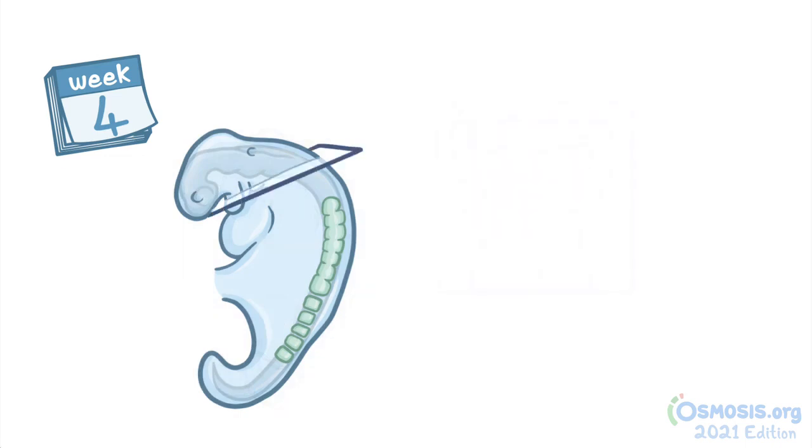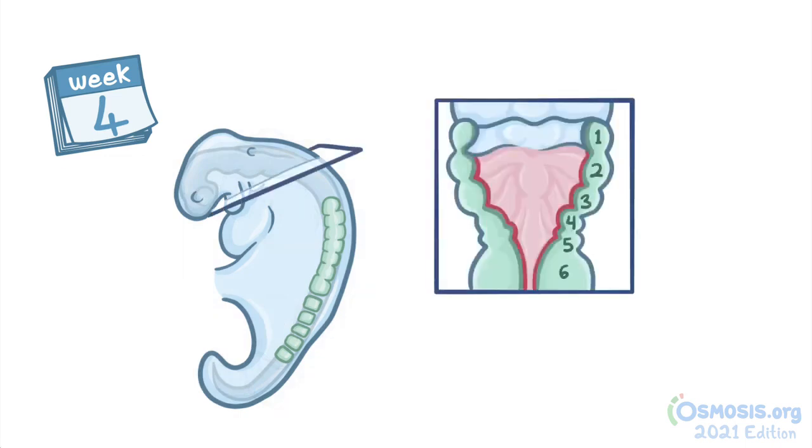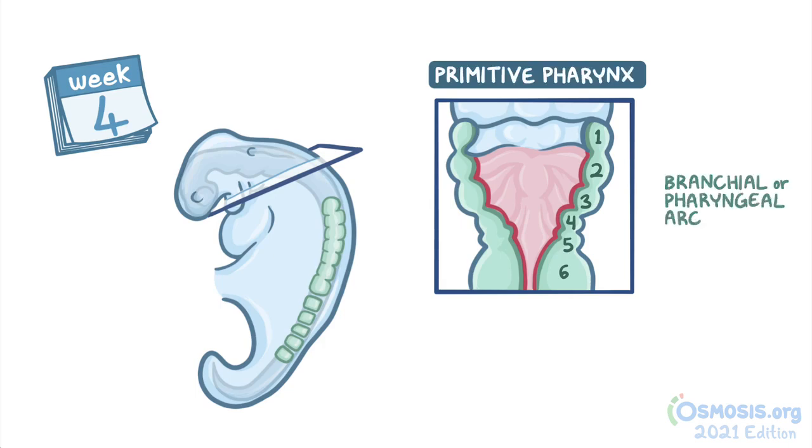At the same time, 6 little bulges or thickenings of the mesoderm sprout from the primitive pharynx to become the branchial or pharyngeal arches. These arches are paired, symmetrical bumps that form on each side on the lateral aspect of the embryo in a craniocaudal fashion going from head to tail.